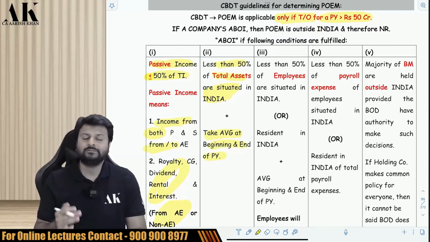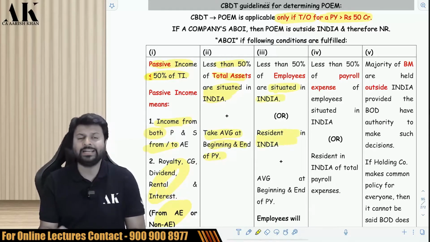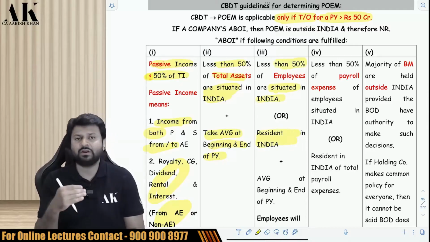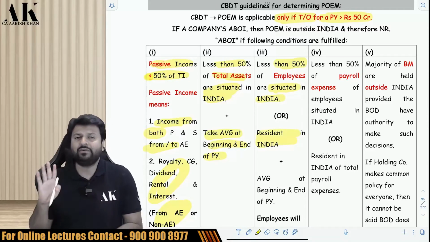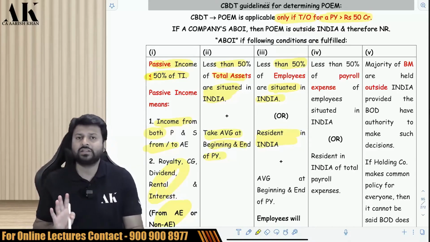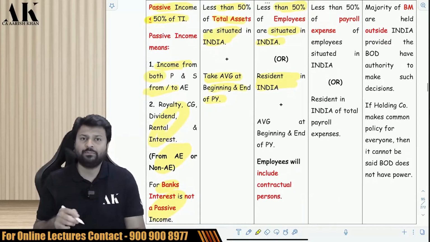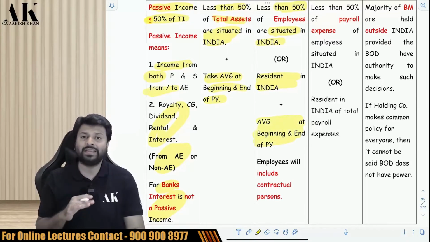Okay. Third, your employees situated in India and your employees resident in India should be less than 50% of your total employees. Suppose you have 100 employees, less than 50% of the employees should be resident in India and situated in India, then this condition will be fulfilled. So how to compute the employee count? The employee count will also be computed as per the average at the beginning and at the end of the year.